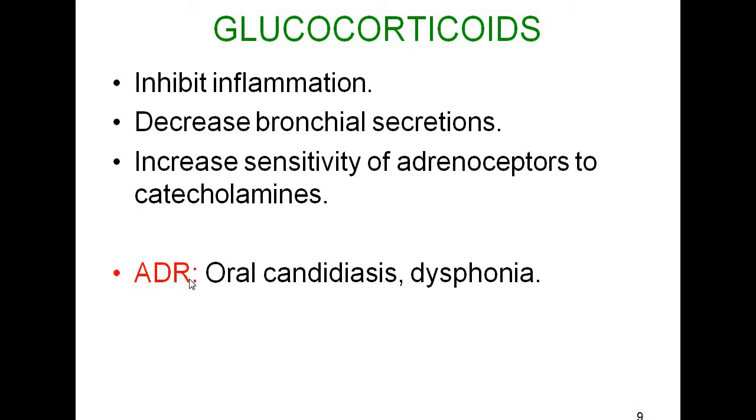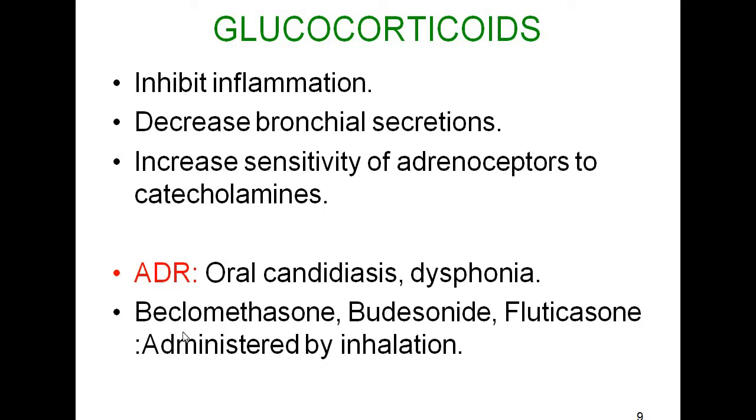Adverse effects: because of local immunosuppression, there can be oral candidiasis and dysphonia. Dysphonia means the patient experiences pain in the throat while speaking. The commonly used inhaled glucocorticoids in the prophylaxis of bronchial asthma include beclomethasone, budesonide, and fluticasone. All these are administered by inhalation.